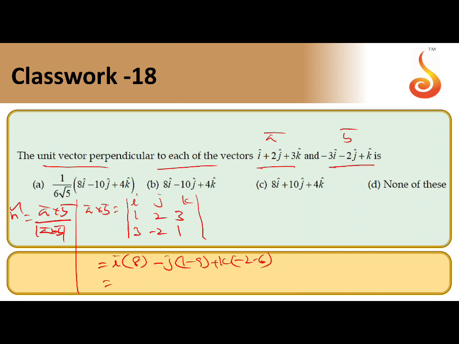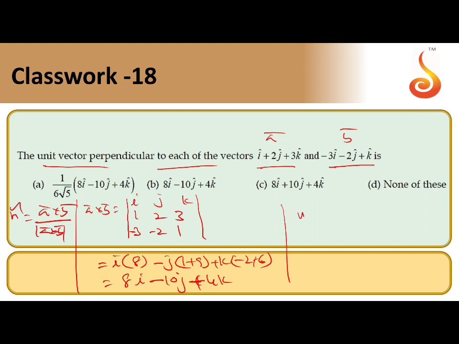I hope this is clear. Sorry, this is b bar. Sorry, this is minus 3. A small mistake happened. Here i is the same. No, j comes here. j means 1 plus 9. Sorry, here k is minus 2 plus 6. Now comes 8i minus 10j plus 4k. This is A cross B, got it.